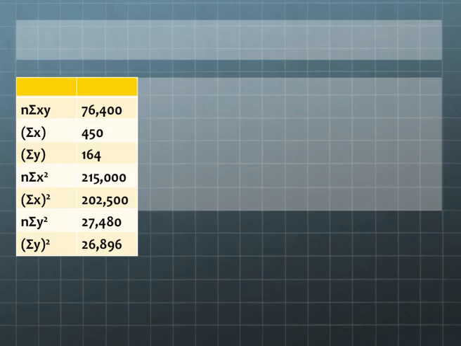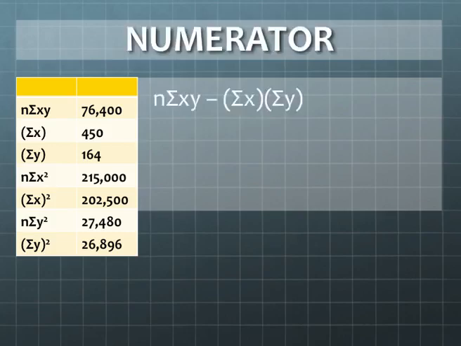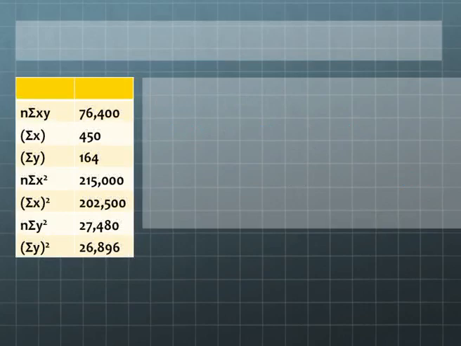Let's start with the top. Make it friendly. Plug in the values. Multiply first. Subtract at the end. And we are halfway done.